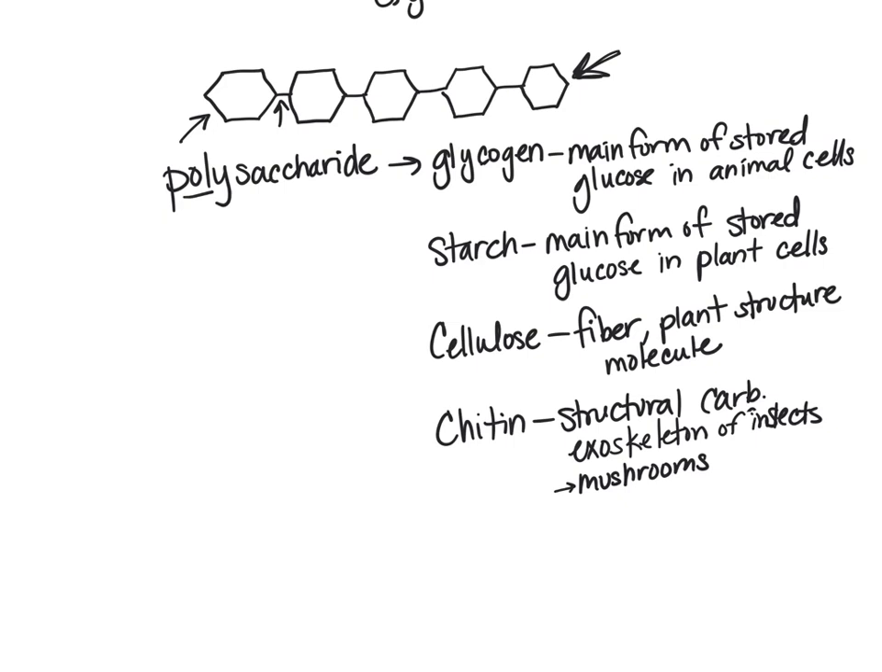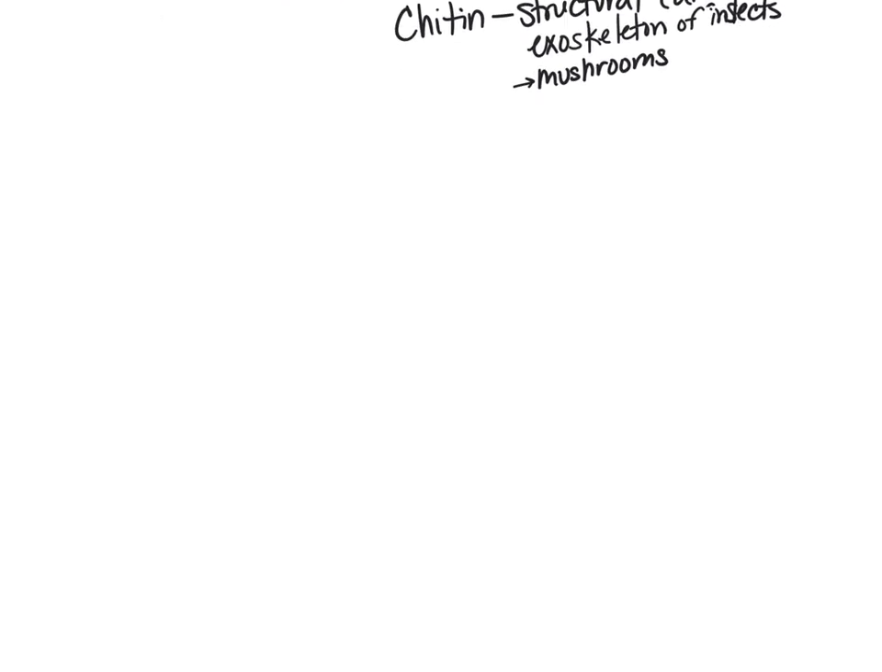So again, our monomer of carbohydrates is the glucose molecule or other monosaccharides like fructose, galactose, and ribose. Then we have our disaccharides. Our disaccharides were lactose and sucrose. And then we have our polysaccharides. And our polysaccharides were glycogen, starch, cellulose, and chitin. Then we are going to move on to our lipids.